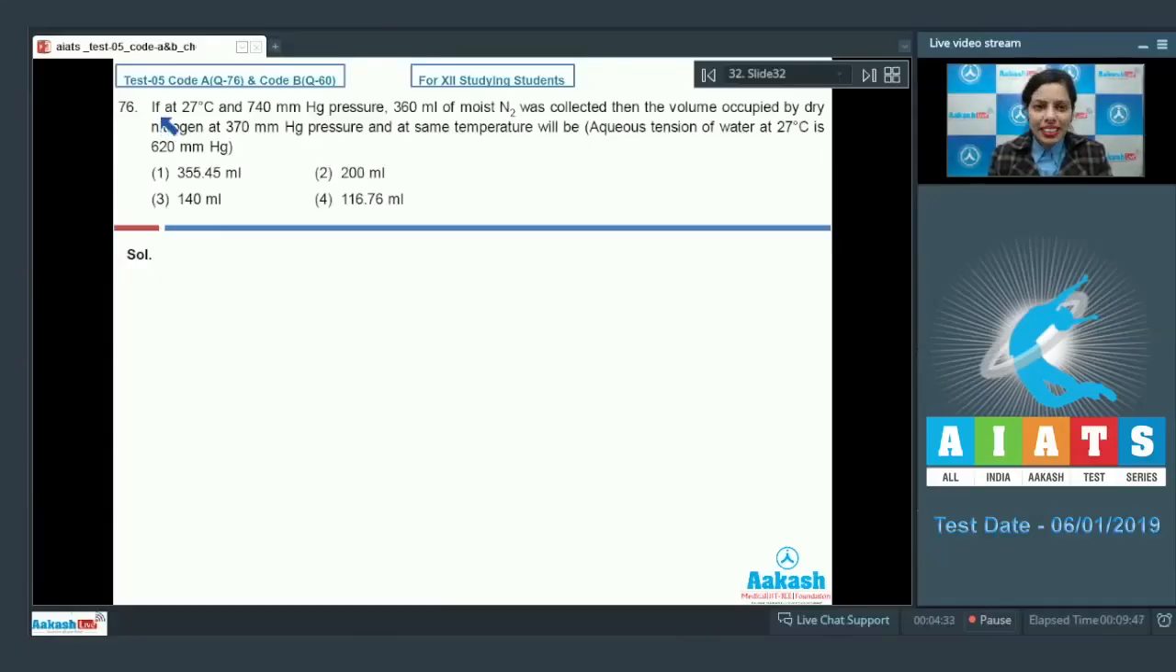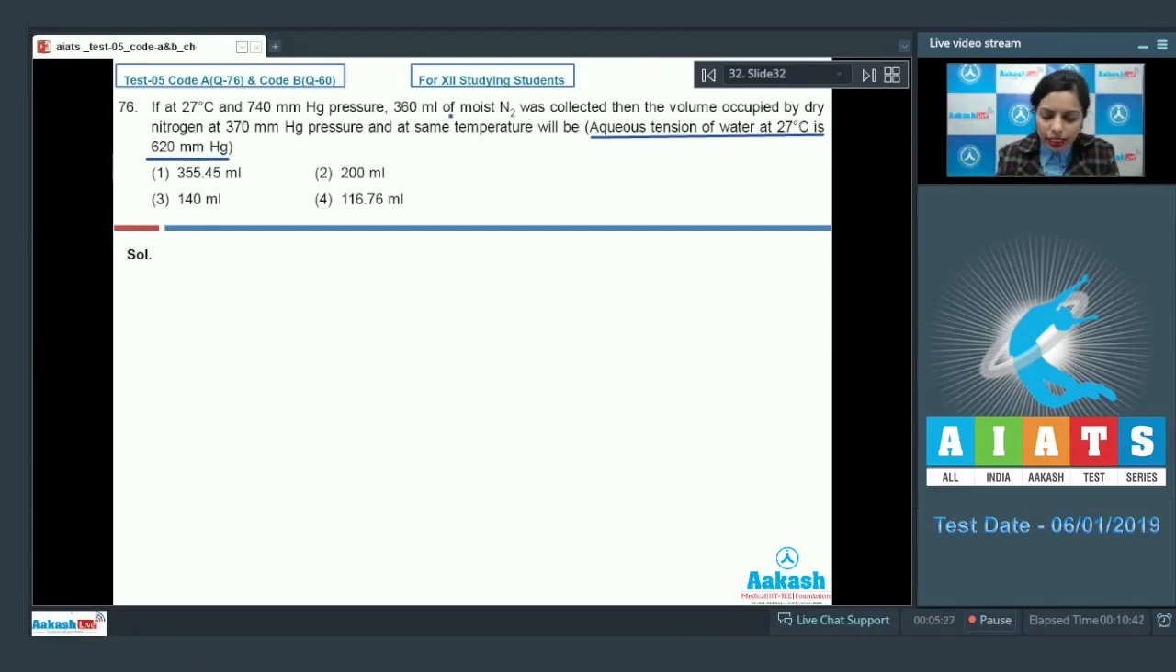Now question number 76. If at 27 degrees Celsius and 740 mm Hg pressure, 360 ml of nitrogen was collected, then the volume occupied by dry nitrogen at 370 mm Hg pressure and at same temperature will be. Aqueous tension of water at 27 degrees Celsius is also given, that is 620 mm of Hg.